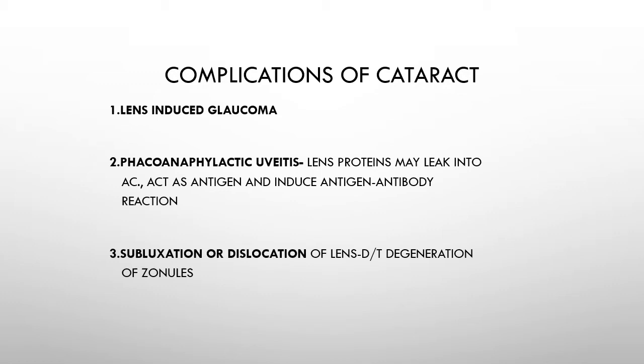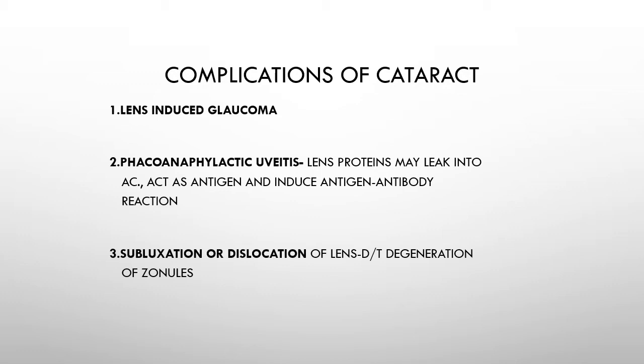What is phacoanaphylactic uveitis? Here, one thing you have to remember: lens is the immunoprivileged organ. The lens proteins are not in contact with the body's immune system. So the lens protein, they act as antigen to the body's immune system. In hypermature cataract, the lens proteins may leak into anterior chamber and they come in contact with the body's immune system, which will produce the antigen antibody reaction, and it will produce the anaphylactic, that is allergic reaction. The allergic reaction becomes severe and it develops into uveitis. So the phacoanaphylactic uveitis develops here.